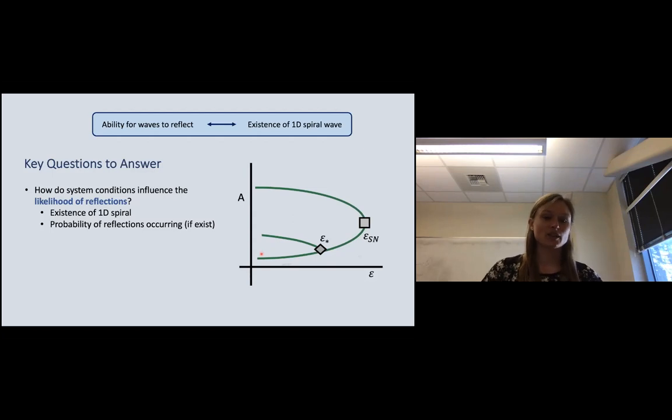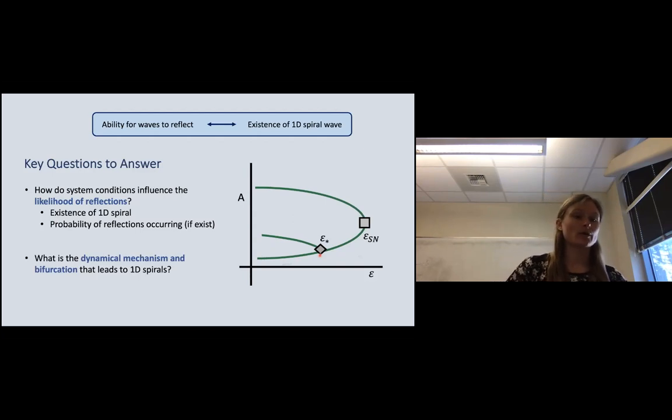The second question is going to be, well, if we can't move the location of that bifurcation point, can we make it so that reflections don't occur as frequently? So we're going to ask, how does the probability of reflections occurring, how is that based on system conditions, if the reflections do in fact exist?